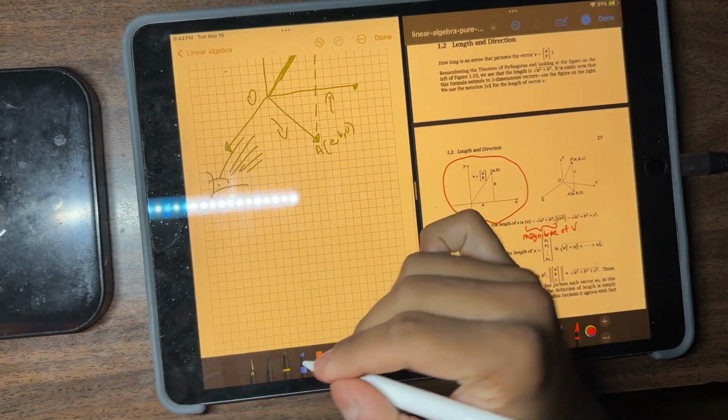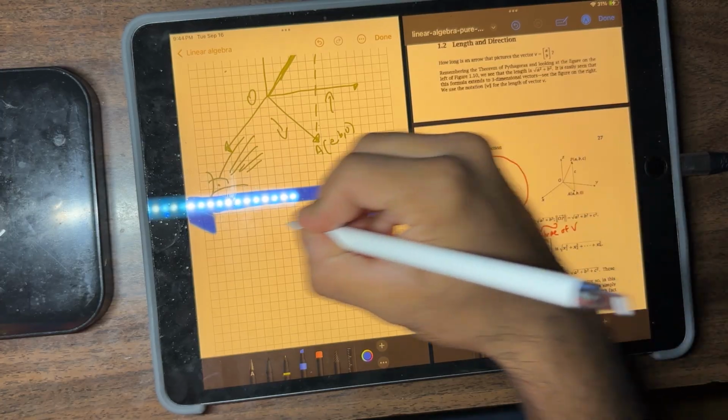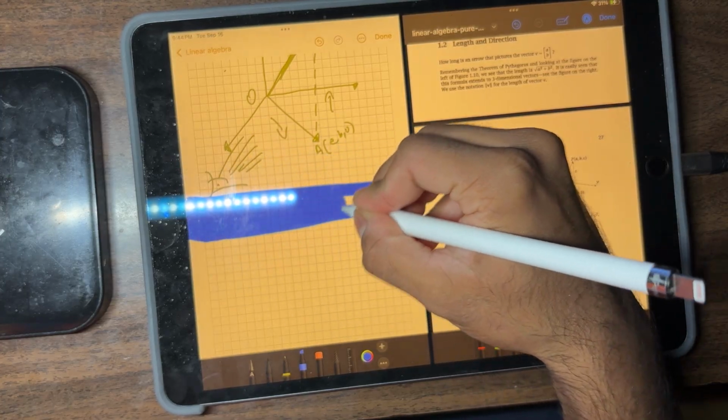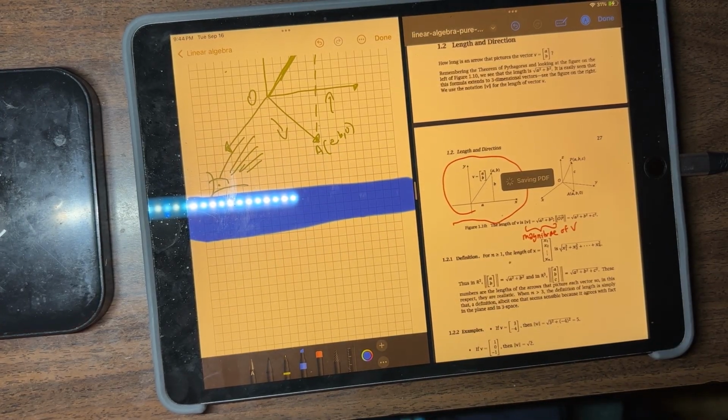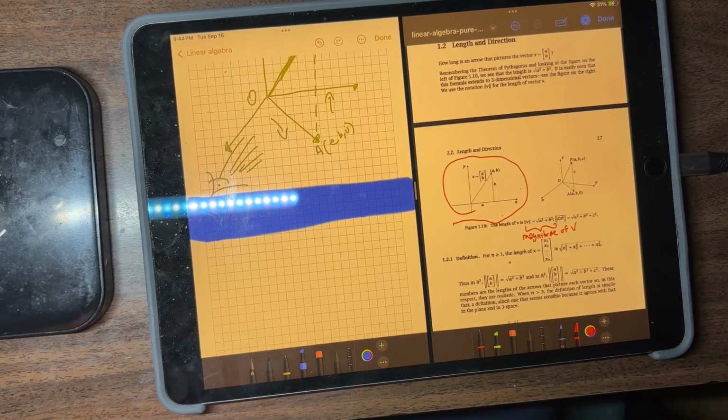So if I were to focus on the basic definition, we'll try to finish as much as possible today.